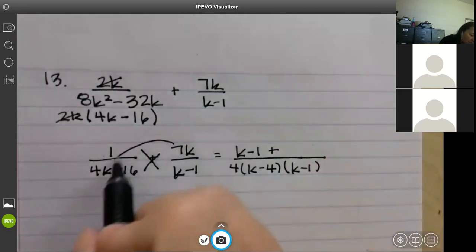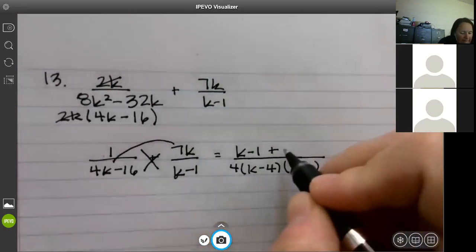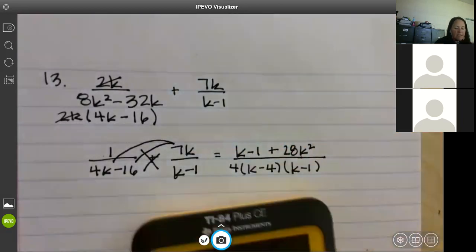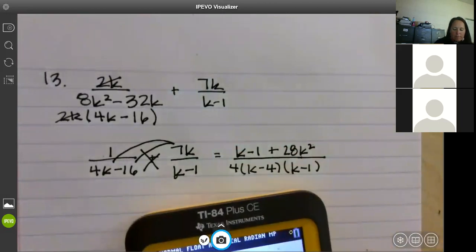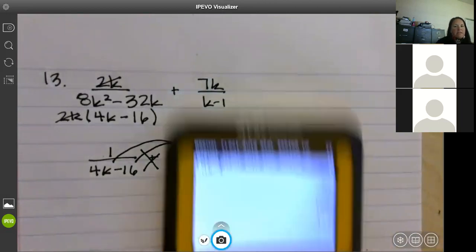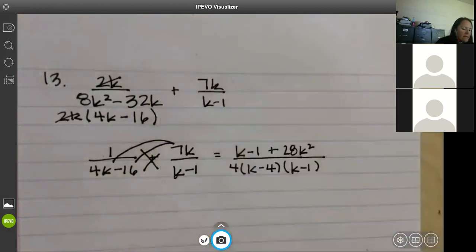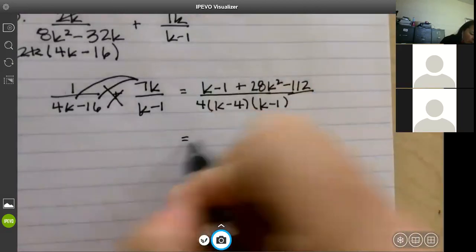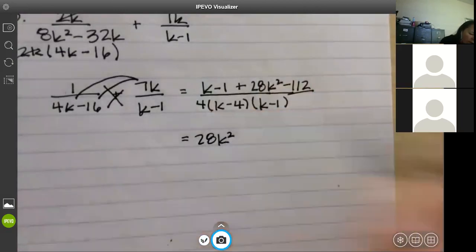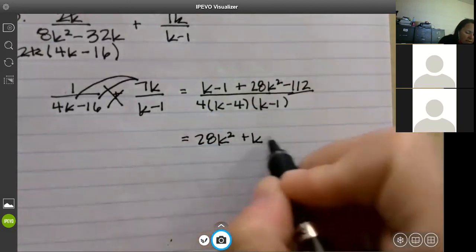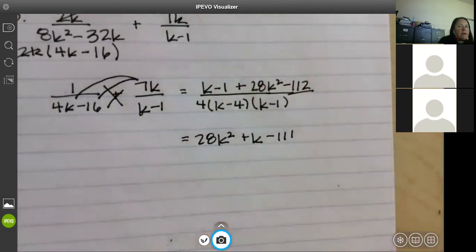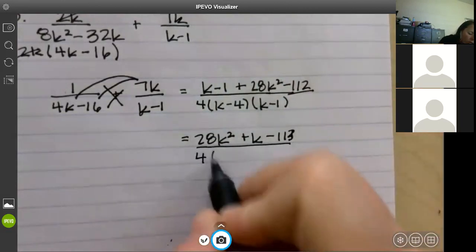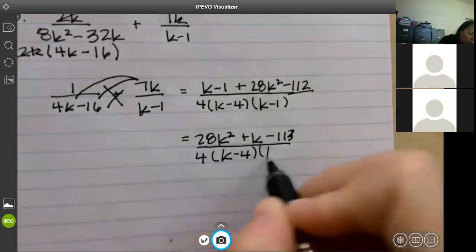Distribute this. 7k times 4k. And then 7k times negative 16. If you don't know what that is, 7 times negative 16. Use your calculator, we get negative 112. Clean it up. 28k squared plus k minus 111, oh, sorry, 113 over 4, k minus 4, k minus 1.